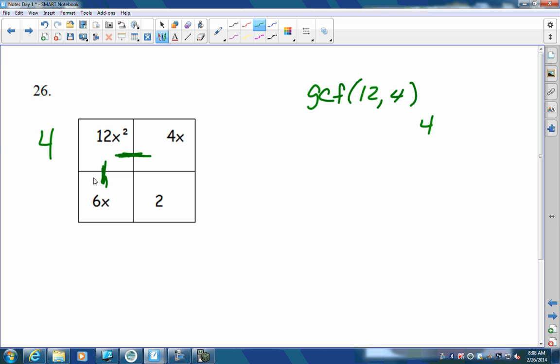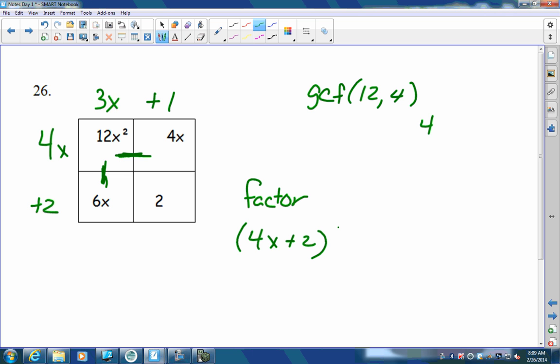What is the GCF of 12 and 6? Oh, sorry, this is a 4x. This is 3x. Now, 3x times 4x, that's what gives you 12x squared. 4x times what gives you 4x? 1. 4 times 1 is 4. 3x times what gives you 6x? Plus 2. So my factors are 4x plus 2 and 3x plus 1.